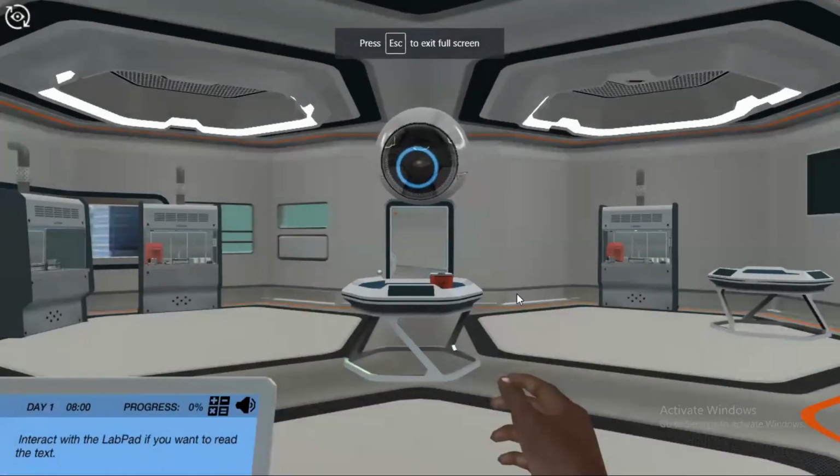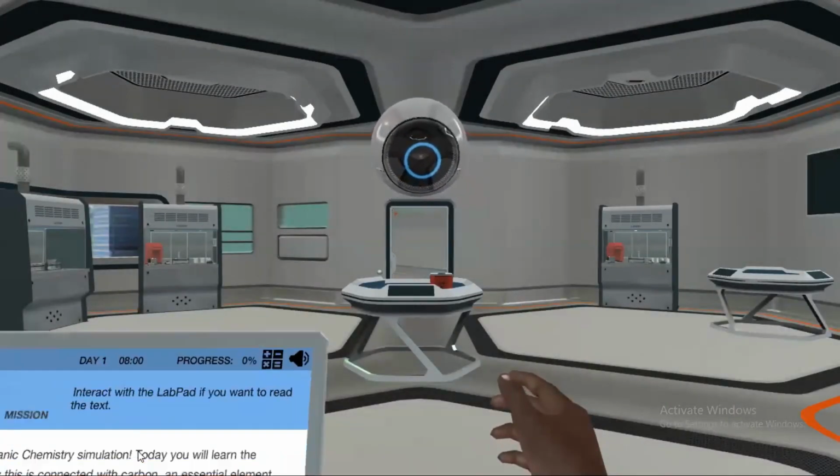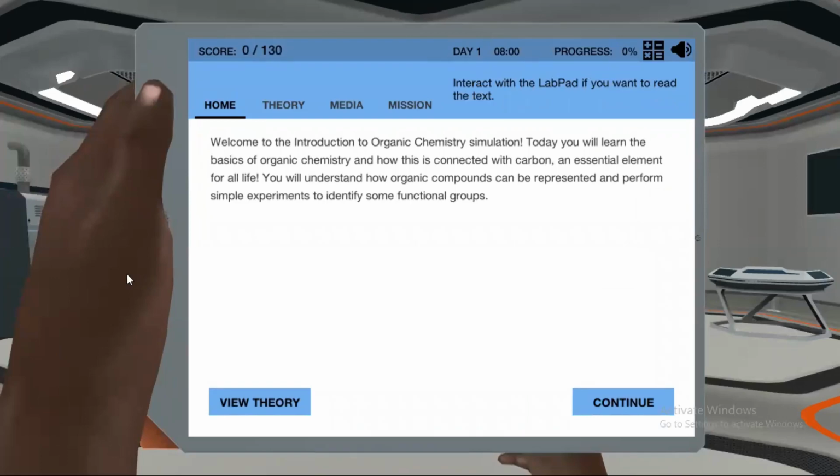Welcome to the Introduction to Organic Chemistry Simulation. Today you will learn the basics of organic chemistry and how this is connected with carbon, an essential element for all life. You will understand how organic compounds can be represented and perform simple experiments to identify some functional groups.